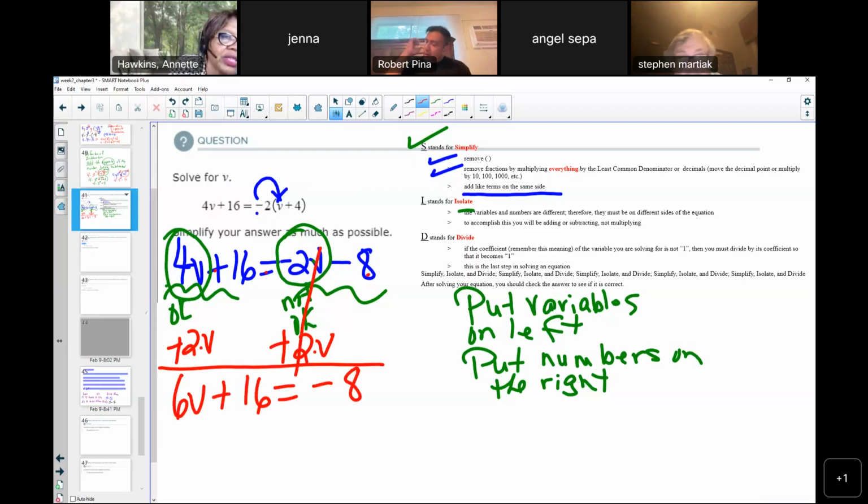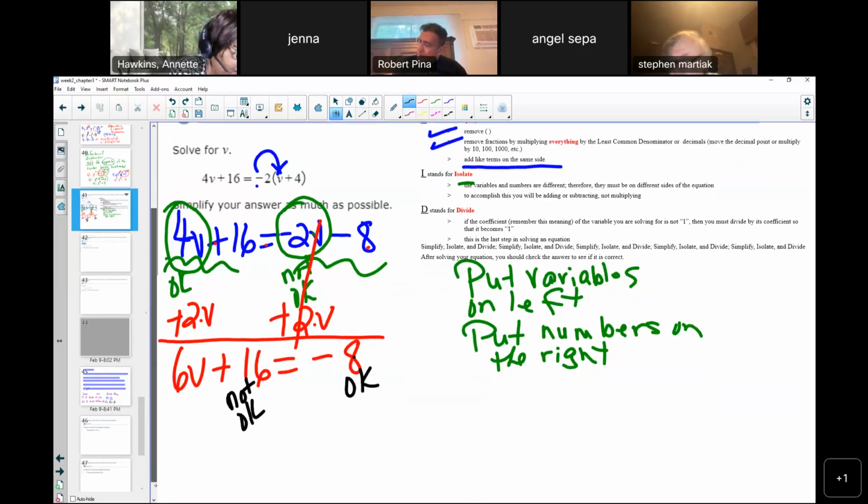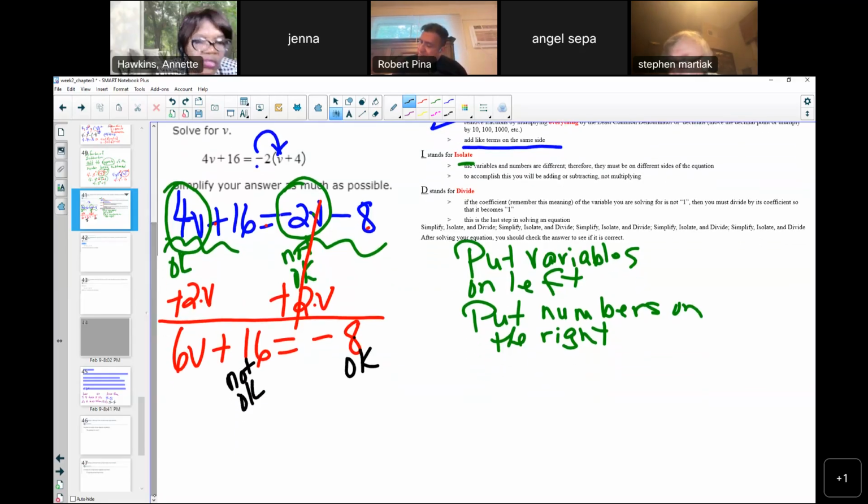All right, so let's take a look at this. This is the left side. Now, this is a number, so it is not okay. This is okay, okay? So we're going to put the numbers on the right because we agreed. It doesn't matter which side. We just agree this is what we're going to do to keep our work straight, okay? Because this is not okay. I have to get it off that side.